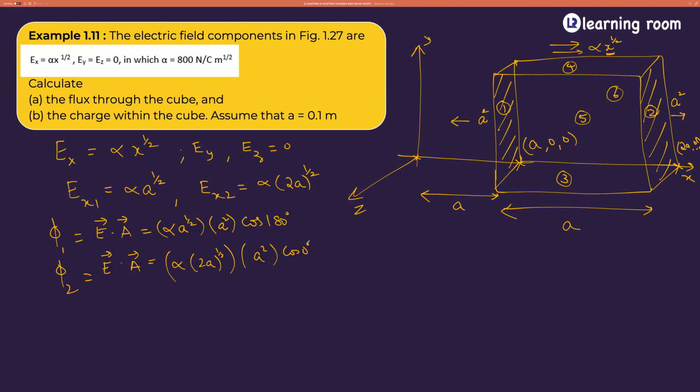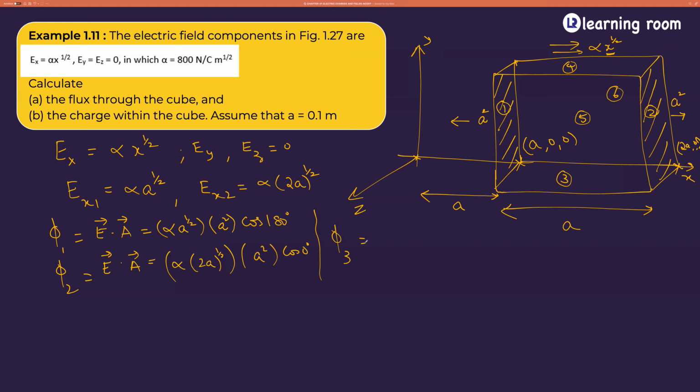So whenever you say flux is a negative value, it signifies that the electric field lines are entering the surface. Only when it enters the surface, area vector will be in the inward direction relative to the outward normal. So I repeat it, whenever the flux is negative, it means that the electric field lines are entering the surface. Whenever the flux is positive, it means they are leaving the surface. Okay. Now, phi 1 and phi 2 are like this. What about phi 3?